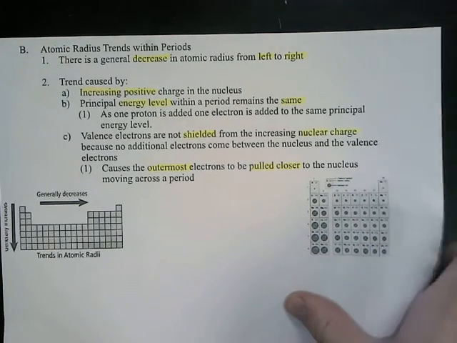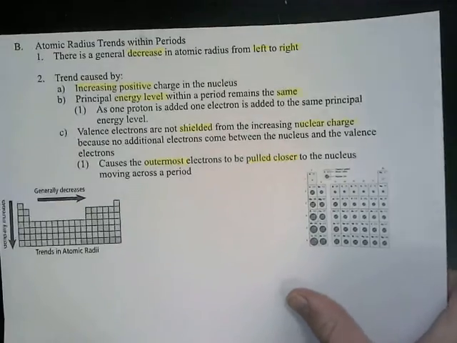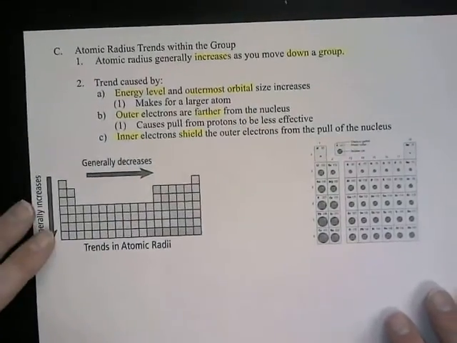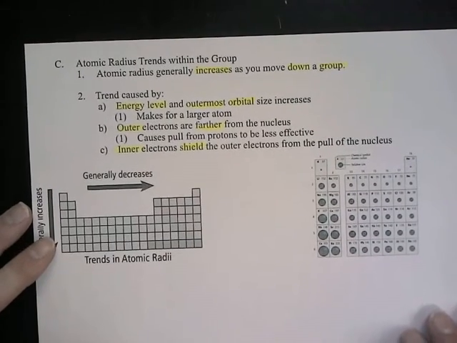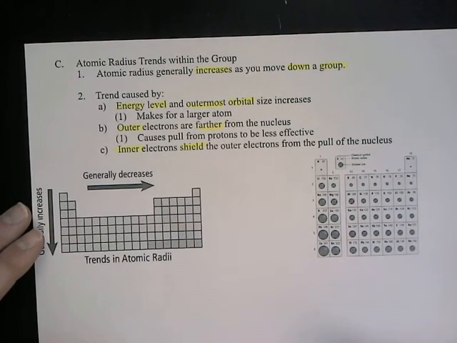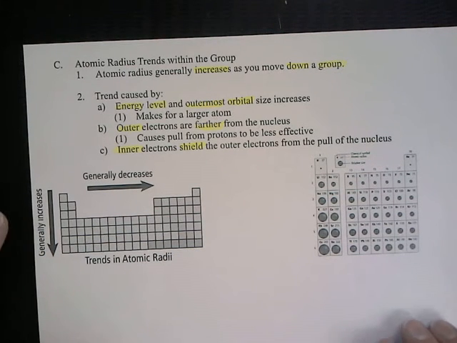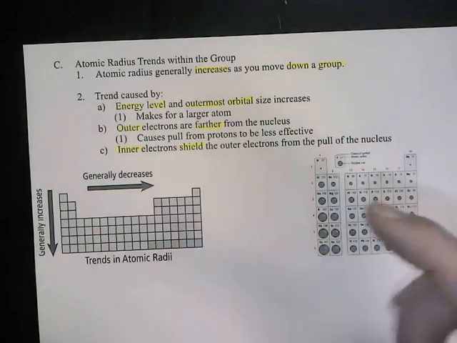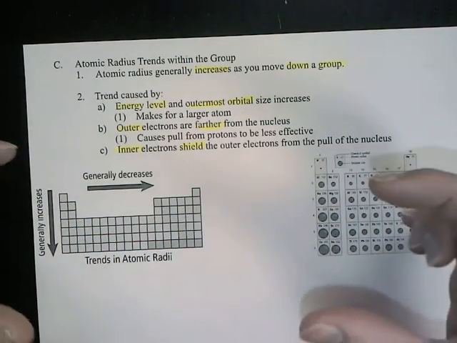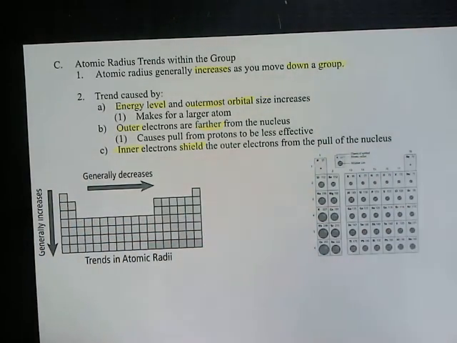Now, for atomic size, if we talk about going down a group, the atomic radius is going to increase as we move down a group. This is caused because the energy level or those outside electrons are further and further away from the nucleus. And so you can think of this as adding layers further and further away in this particular instance.